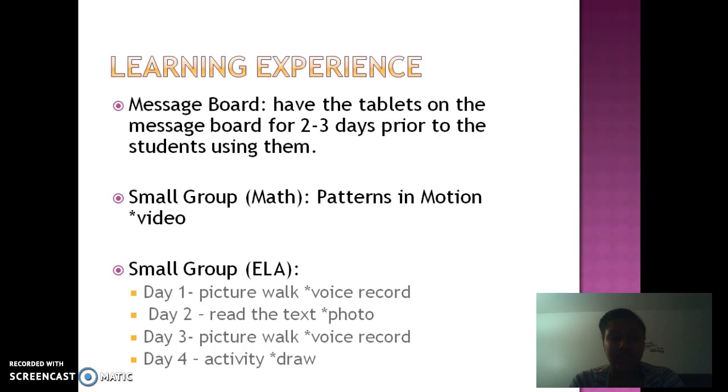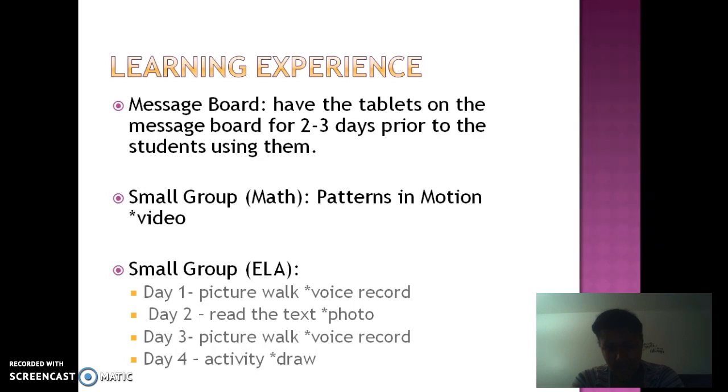Another part of the routine is small group, which is our learning instructional time. There is a math and an ELA one, each with a 20-minute time frame. For this project, my class is focused on patterns right now in math. The activity I chose for this specific project was patterns in motion, where the students come up with different movements that they can do with their body to create a pattern.